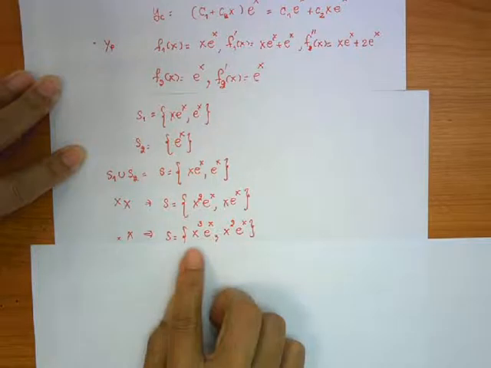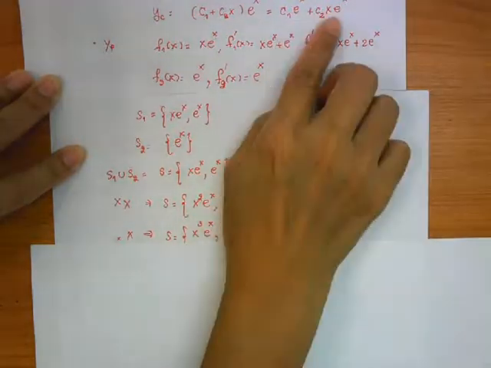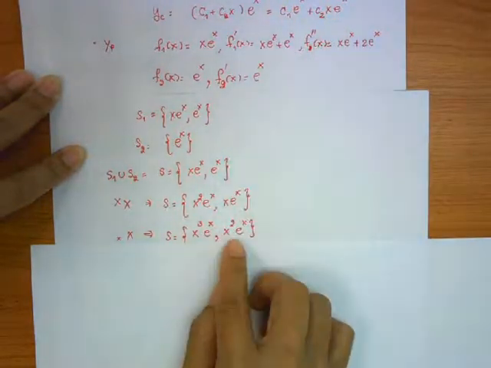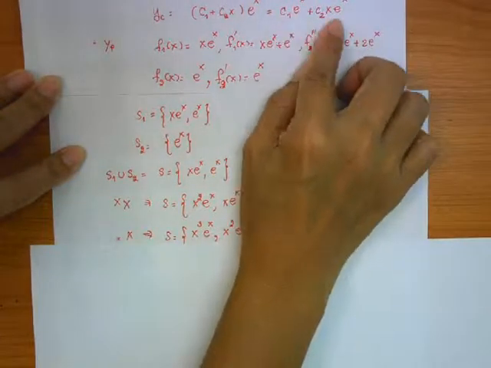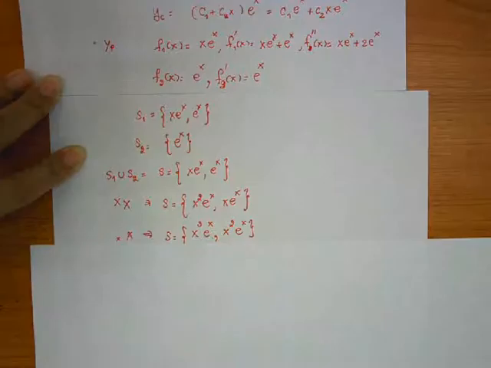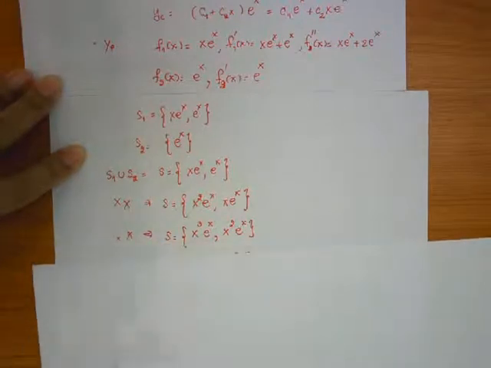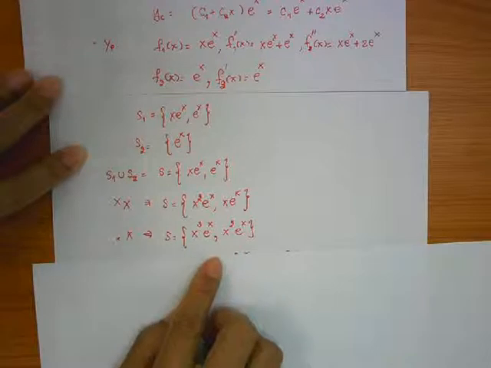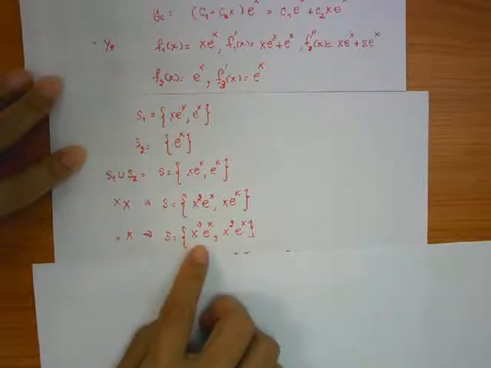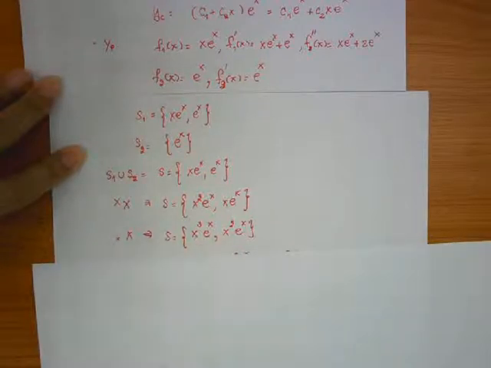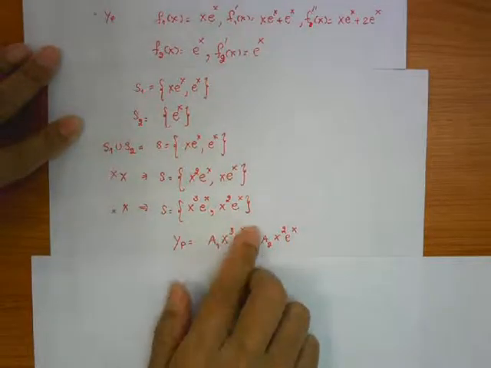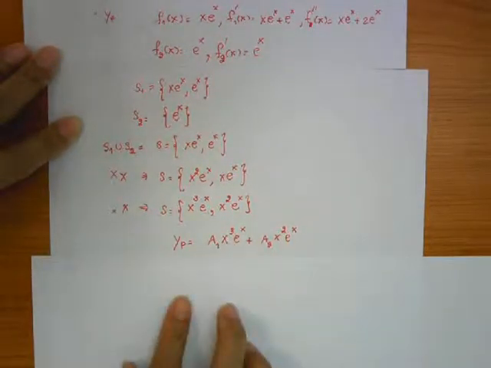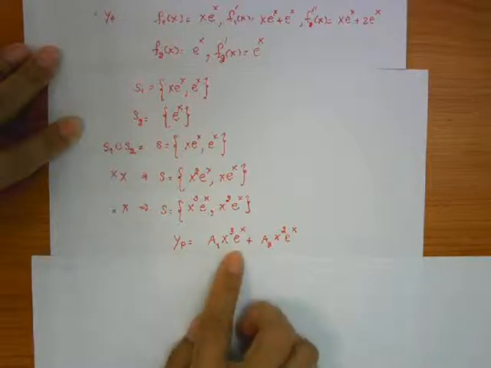No. This one is not the same as either one of these. And this one also is not the same as either one of these. So, in that case, you've done with the UC set of your function. Now, you can assume your YP. Your YP is the summation of these two functions. That you get your YP.